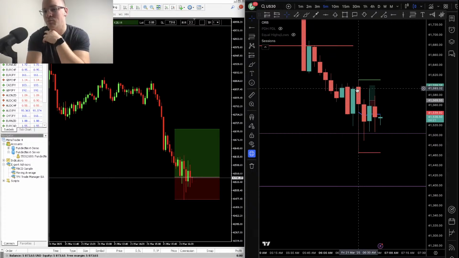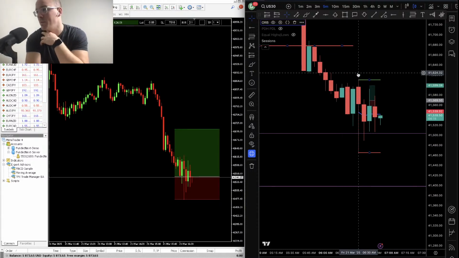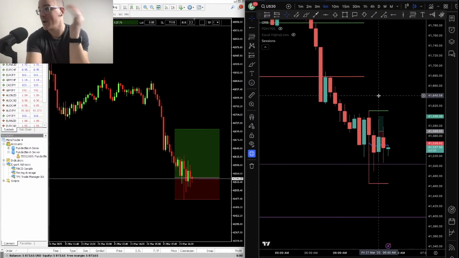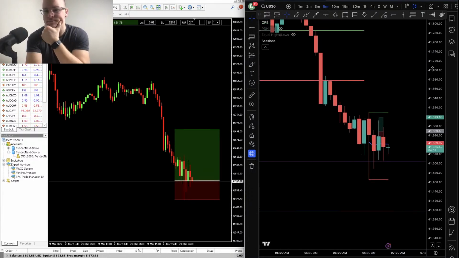Within that 5 minutes, price pushes down and closes within that 5 minutes all the way back up. So on the 1 minute, it would look like a huge V shape. You can do well on the US30. I don't know about any other pairs. I just focus on the US30.